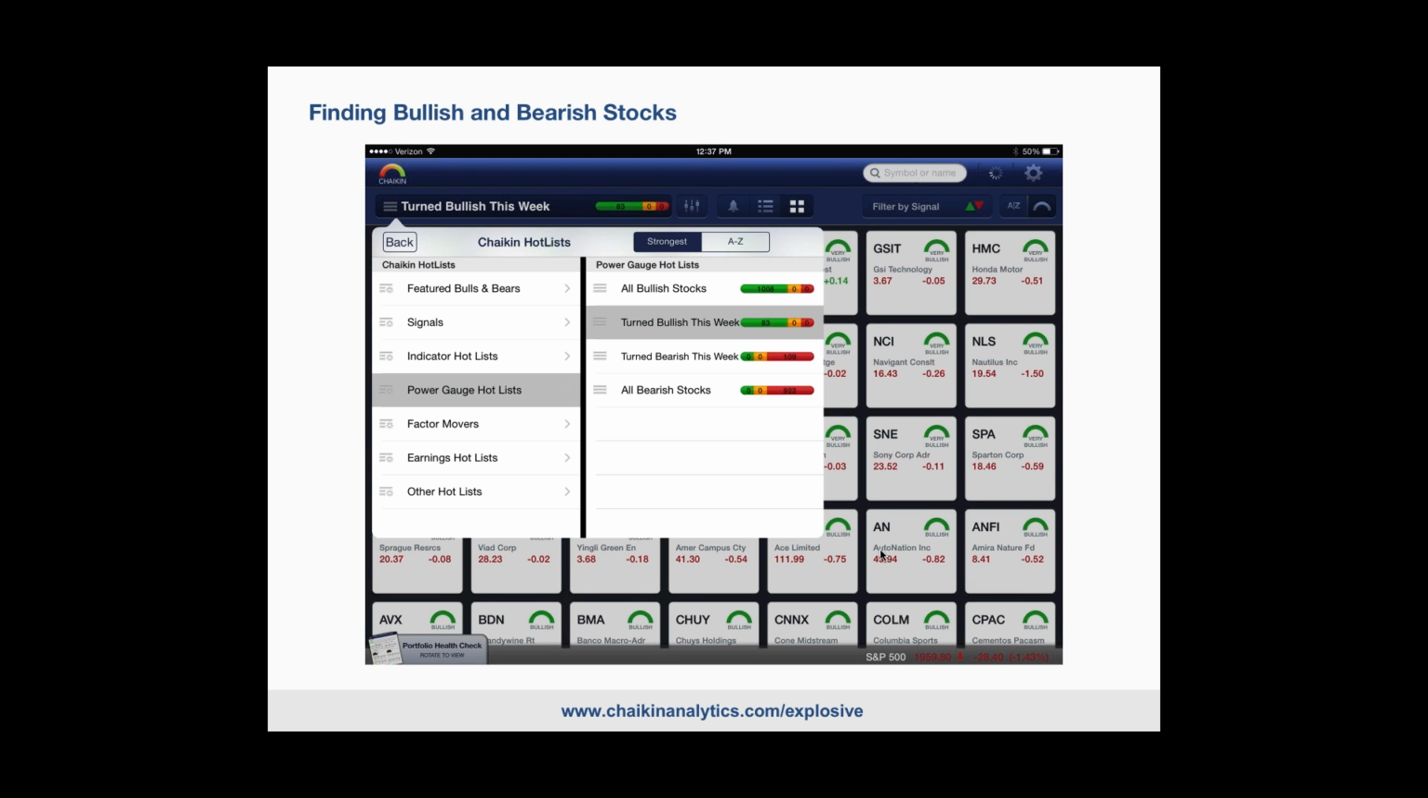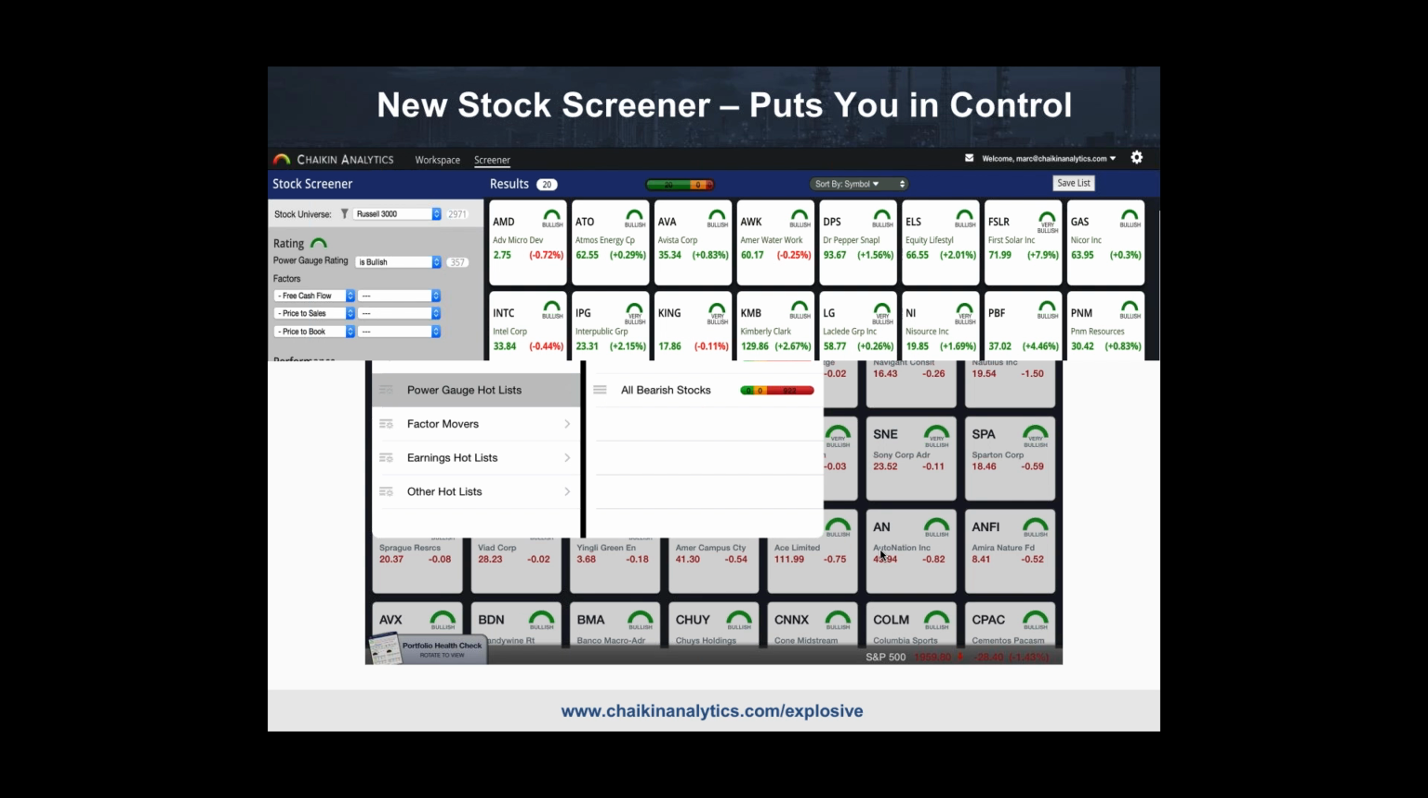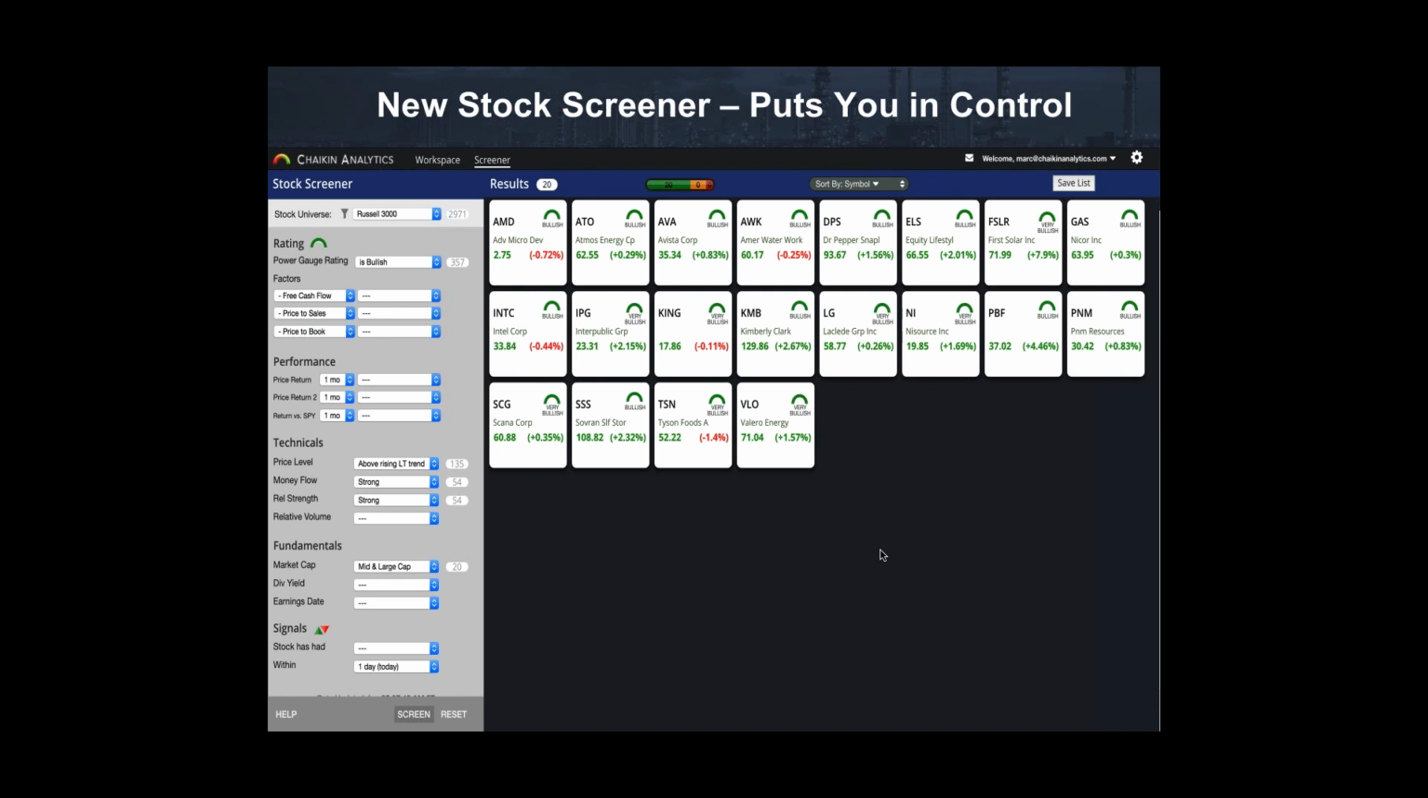Now, how do you find these stocks? I'm fighting a cold, so you'll have to excuse a couple of water breaks. Well, we've got Chaikin hot lists. We've got featured bulls and bears, and then we also have stocks that have turned bullish or bearish this week. So we're doing some of the work for you. But you can also take advantage of our new stock screener. I know Bob Lang has really seen the light and is using this very aggressively, because I see all the lists that he's had in his Chaikin system.